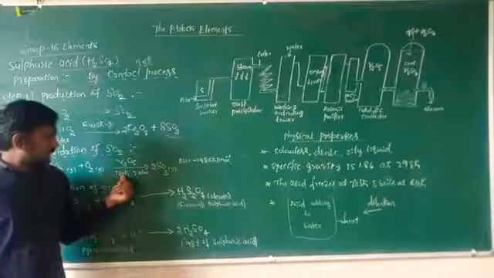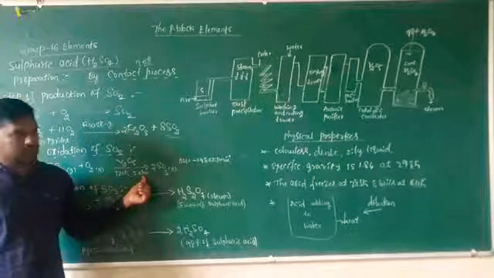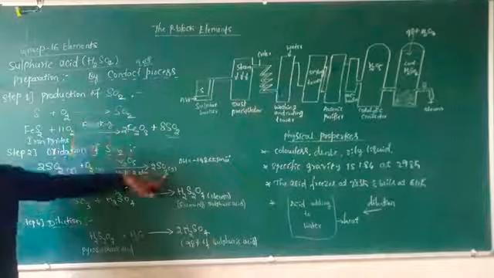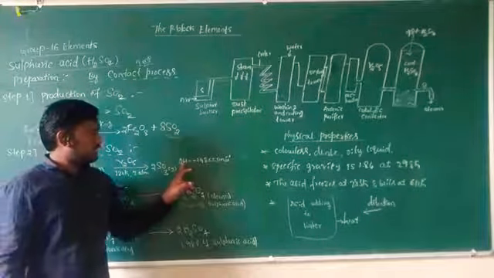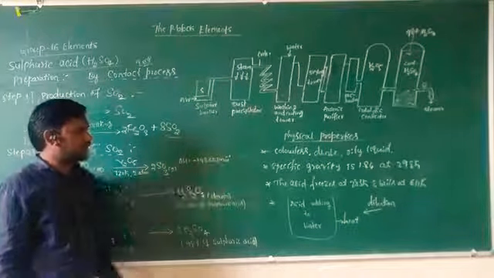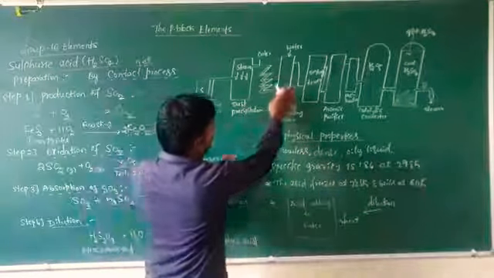But here high temperature and low pressure is maintained. At that condition, sulfur dioxide converts into sulfur trioxide. The change in enthalpy, delta H, is equal to minus 198.6 kilojoule per mole. It takes place in steps 1 to 3.